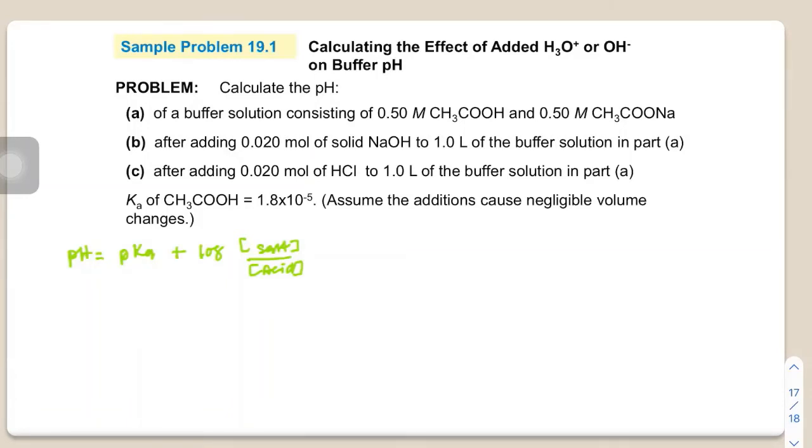Okay, so we can plug in the values. pKa is negative log of the Ka value that is given, 1.8 times 10 to the negative 5, plus log concentration of the salt, 0.5 molar, over concentration of the acid, 0.5 molar. So when we press the calculator, we get the answer equal to 4.74.